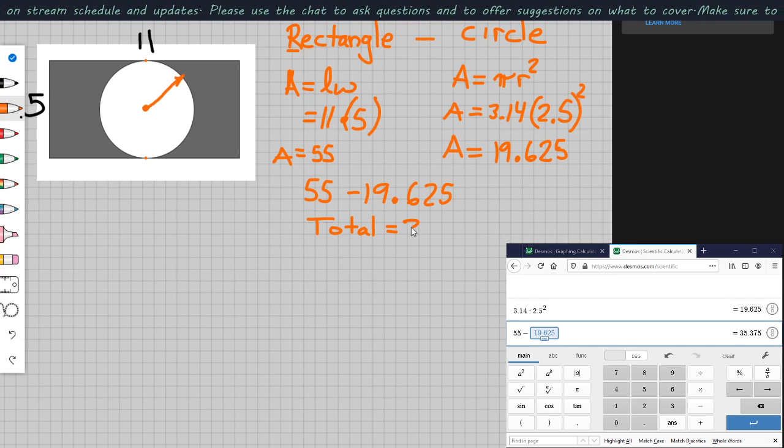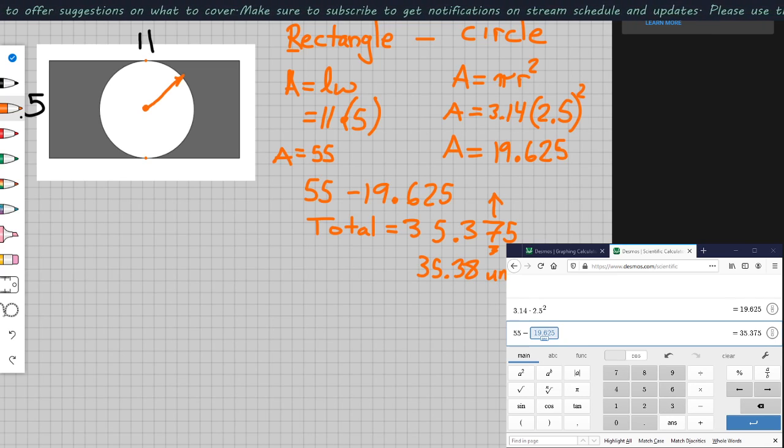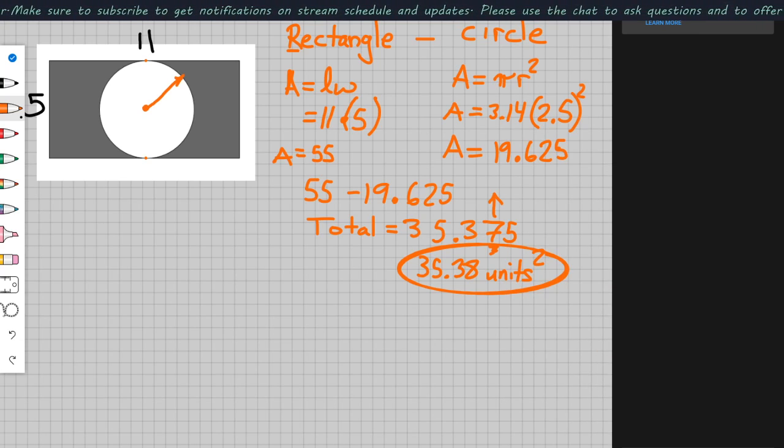So I'm going to write it first. 35.375 units squared, but I'm going to round up to the nearest hundredth. So I'm going to look back here. This is a 5. So because it's a 5, I'm going to end up rounding up. So that's 35.38 units squared. So that will be our solution. It's right there. All right. Oh, and it would probably help if you could see that. So that's how we do that one.